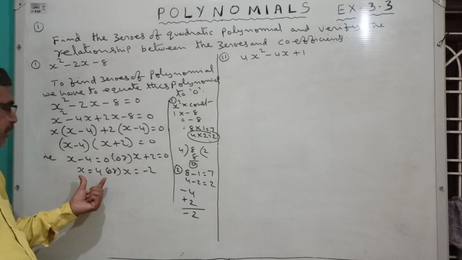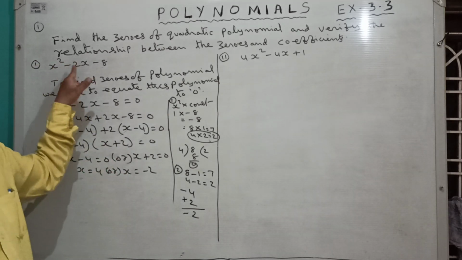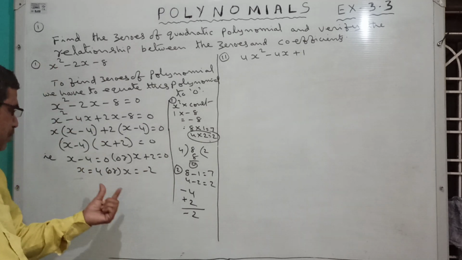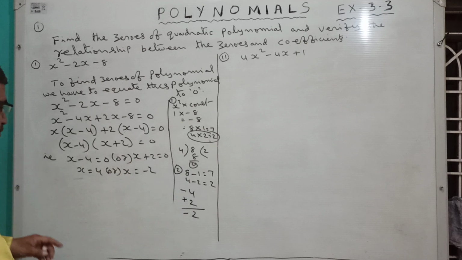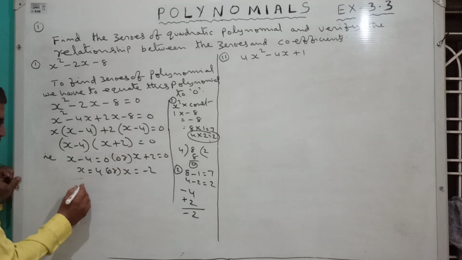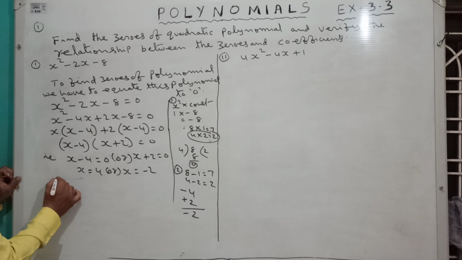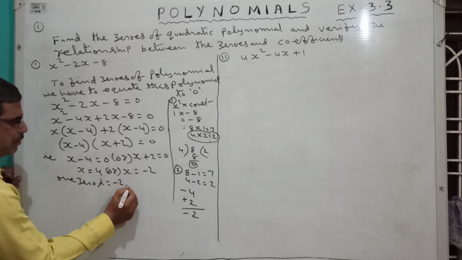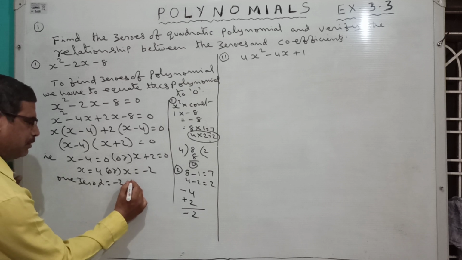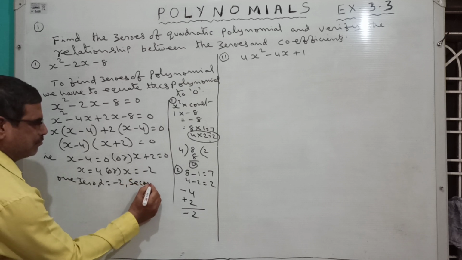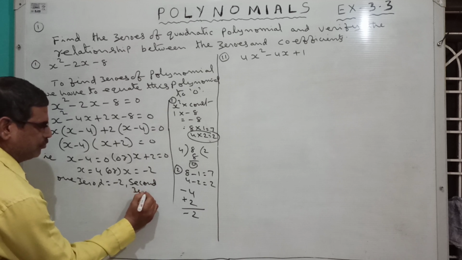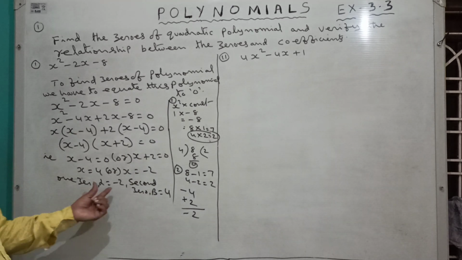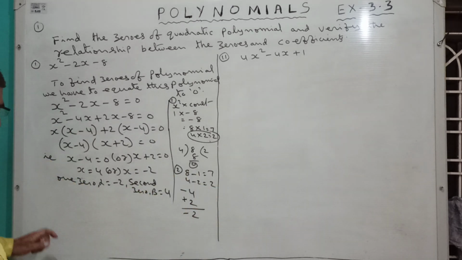So x has two values because this is a quadratic equation, quadratic polynomial. Degree of polynomial is 2. X has 2 values. So one is a plus value, another is a minus value. So first zero, alpha is equal to minus 2. Second zero, beta is equal to 4. One value is minus 2, another value is 4.